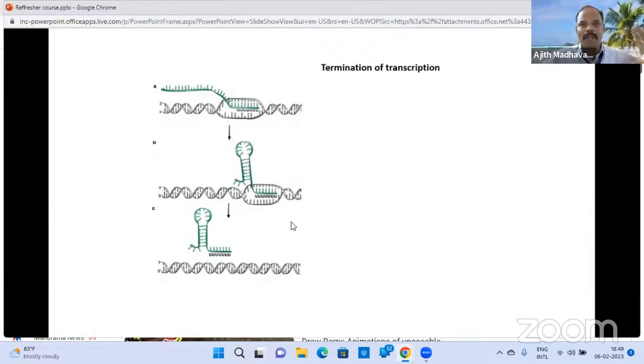So the complementary base pairs come together. They form a stem loop structure. The stem loop structure creates a wrenching force on the RNA molecule that is connected to the DNA. It removes the RNA out. That formation of the secondary structure, you call this a secondary structure. Primary structure is linear. The secondary structure forms a stem loop structure, a hairpin structure, it is called. The RNA comes out.